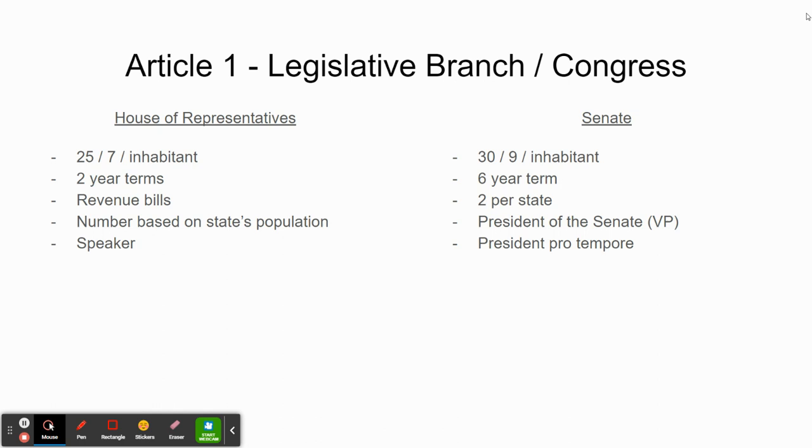And the president of the Senate is the vice president of the United States. But there are times when the vice president has other duties. Therefore, the senators elect a president pro tempore to run meetings and handle the business of the Senate when the vice president is away.